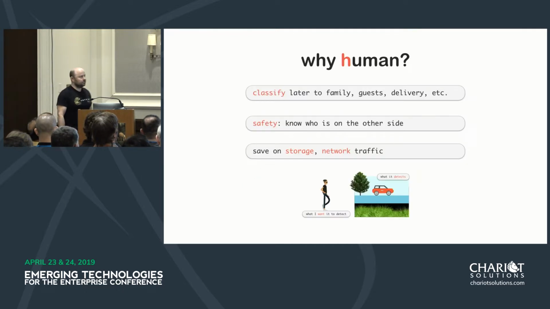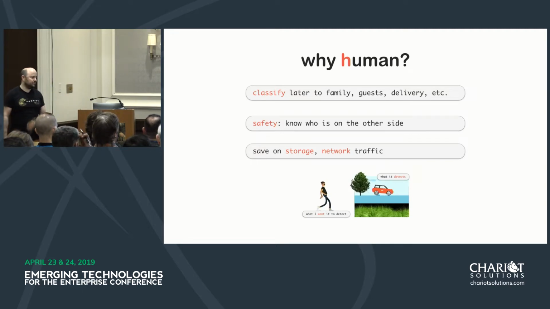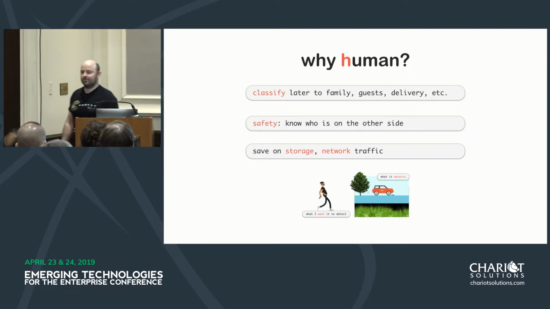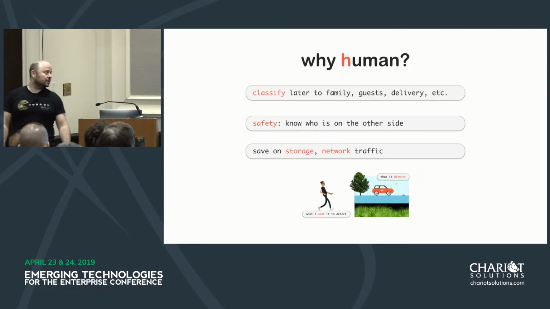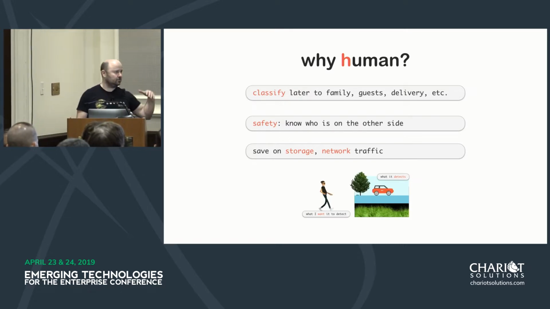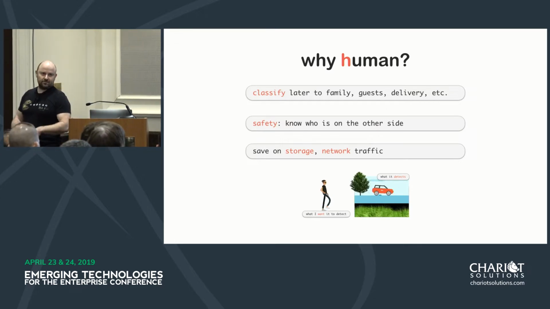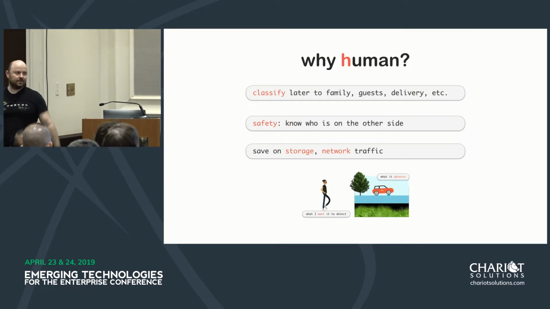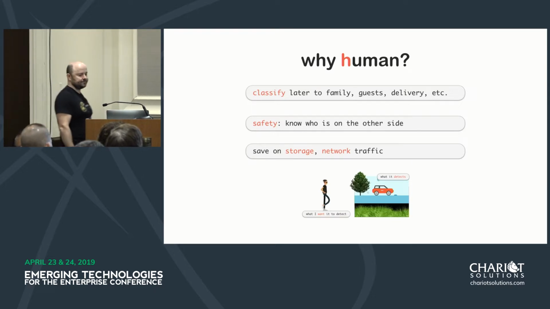So why would I even want to detect a human? Maybe I'd like to classify it later as family, friend, package delivery. Of course, I want to be safe. If somebody rings the doorbell at 3 o'clock in the morning, I'd love to know who that is. Since it detects all the cars and trees and grass and all that, it creates a lot of noise because it saves all those pictures, sends them to the backup servers and all that. So I'd like to get rid of that.